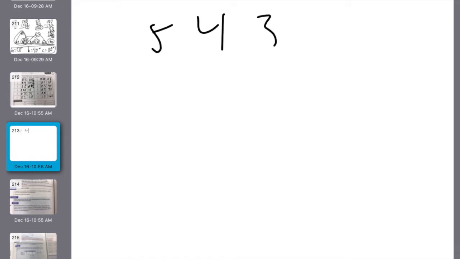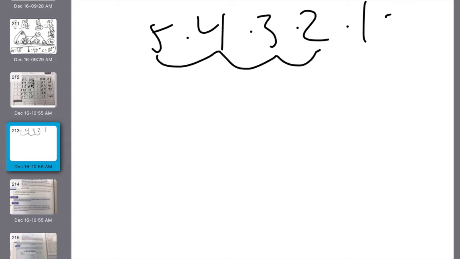How many different ways can you arrange 5 digits? 5 times 4 times 3 times 2 times 1. That's permutation. 20, 60, 120. That would be G.